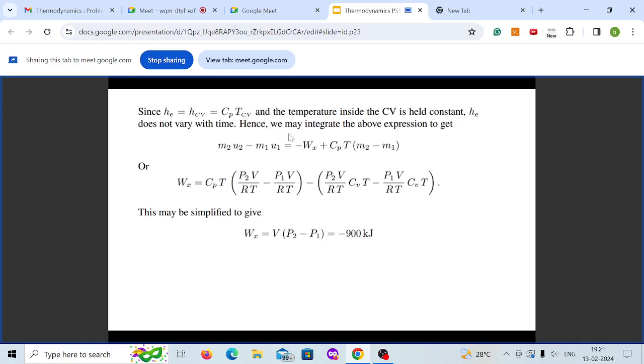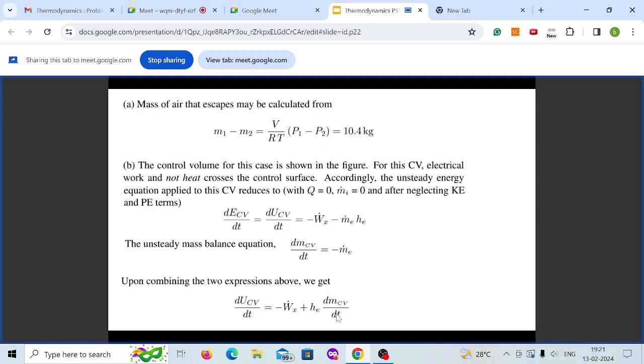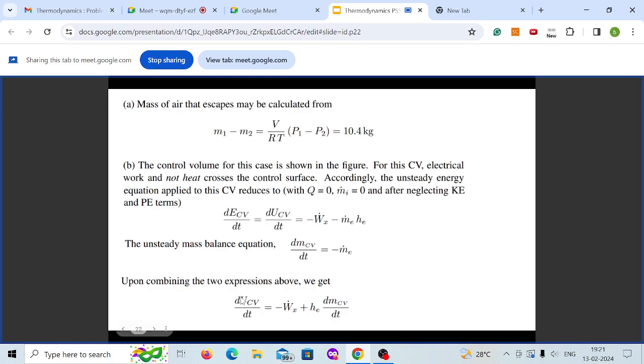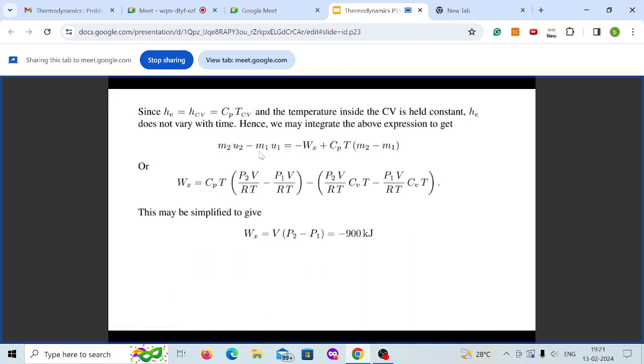So we substitute that for enthalpy, and dmCV by dt is nothing but your change in mass in the system. So you substitute m2 minus m1, and your change in internal energy, dUCV by dt, is m2 u2 minus m1 u1. So substitute that.